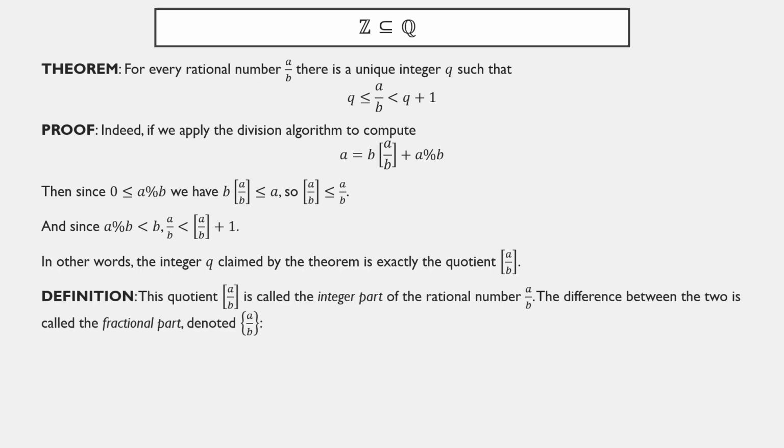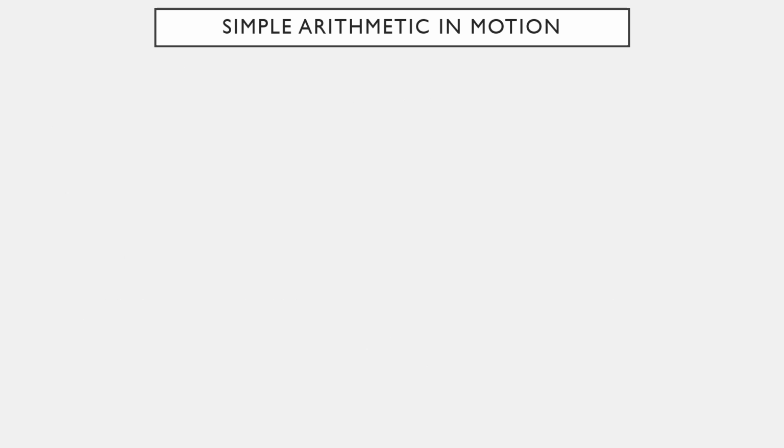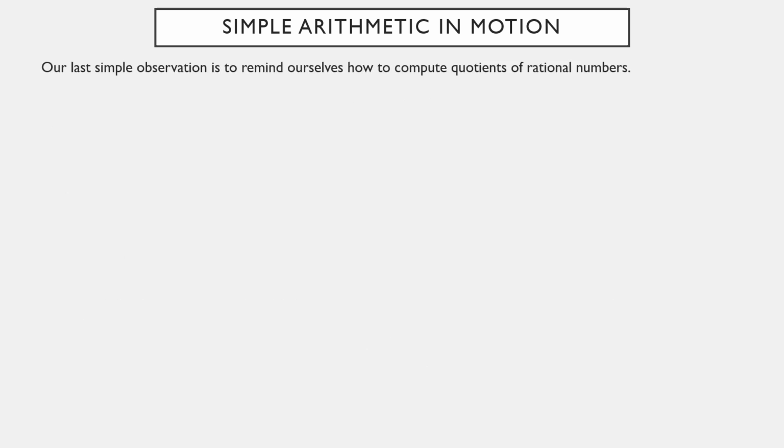The quotient is called the integer part of a rational number a over b, and the difference between the two is the fractional part of a over b. So the fractional part of a over b is just the number a over b minus its integer part. Okay, so let's start working through some simple arithmetic and see some interesting things that happen.